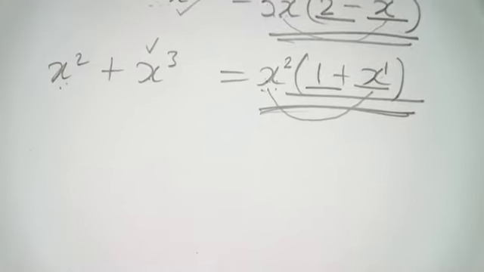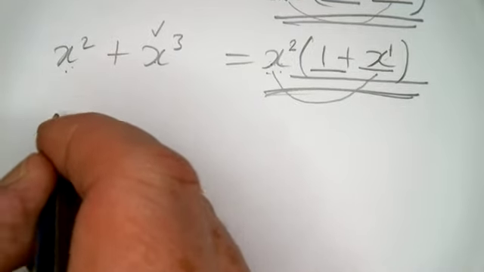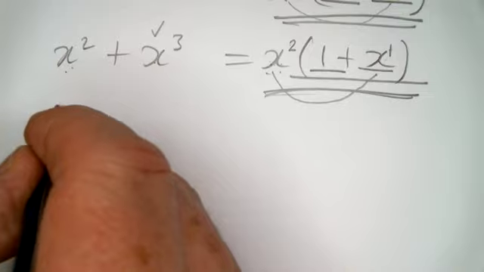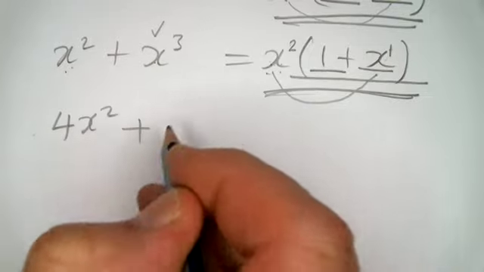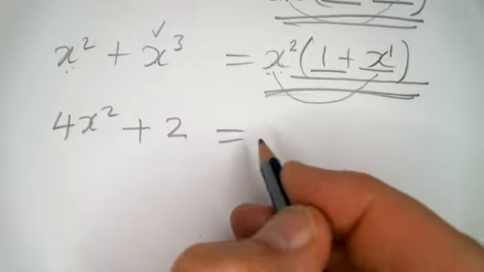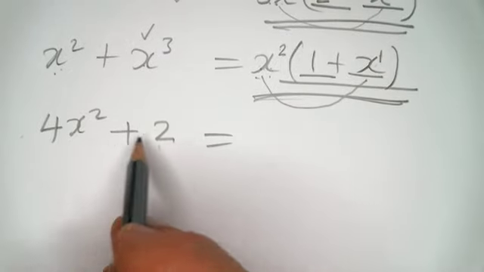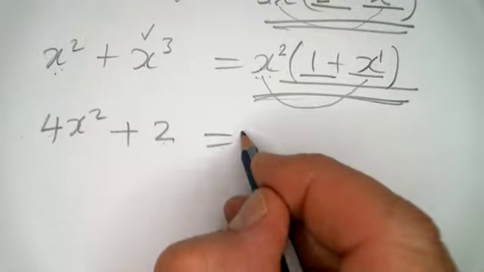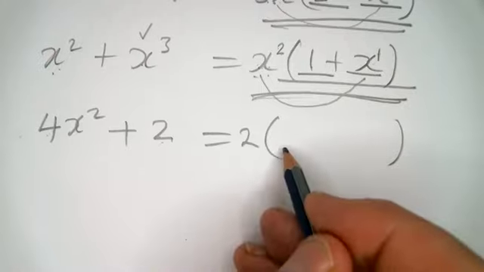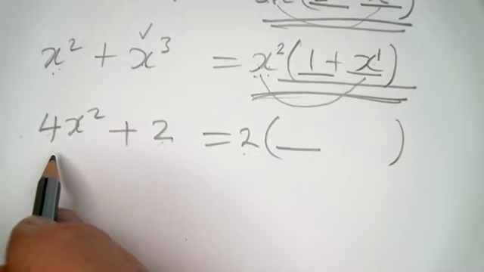All right, I'm noticing we've got one more here, which looks very exciting. I like this one here. You've got 4x squared plus 2. All right, well, what's common here? Well, there's no x's, but 2 is common to both. 2 is a factor of 4. So I'm just going to write a 2 outside, then ask the question, what times 2 makes 4x squared?